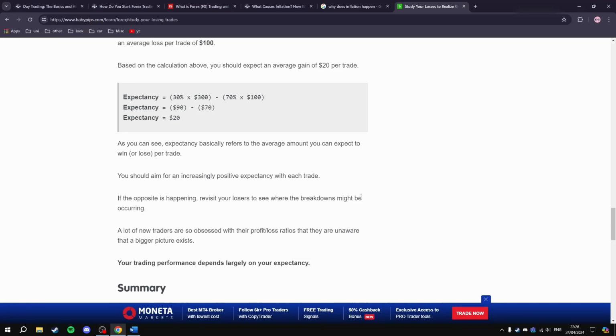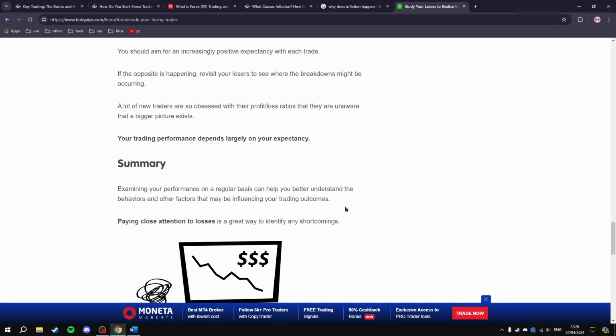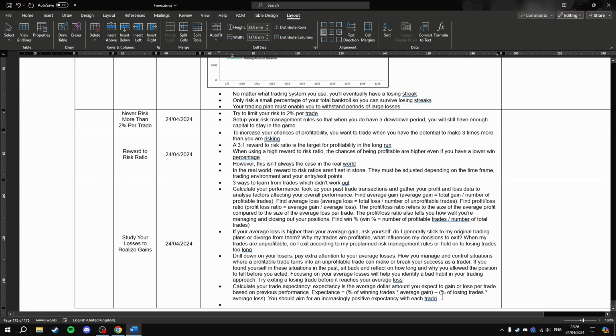If the opposite is happening, revisit your losers to see where the breakdowns might be occurring. A lot of new traders are so obsessed with their profit-loss ratios that they are unaware that a bigger picture exists. Your trading performance depends largely on your expectancy.